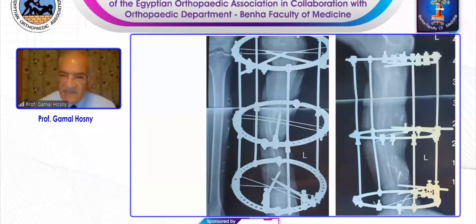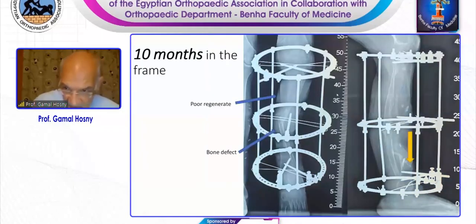And now it's 10 months. And he was referred to me at that stage. And look at the picture again. We have this defect. It's about 15 centimeters. Poor regenerate, bone defect, united fibula, almost S-shaped deformity.